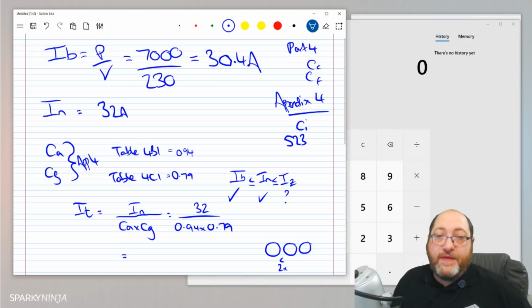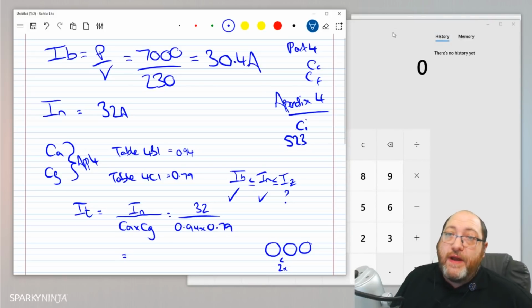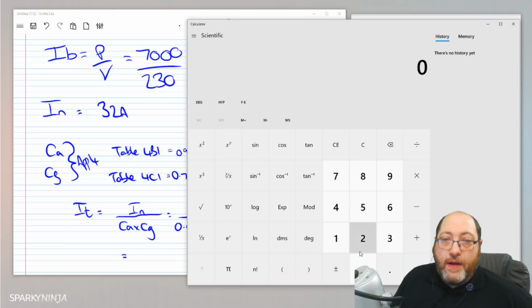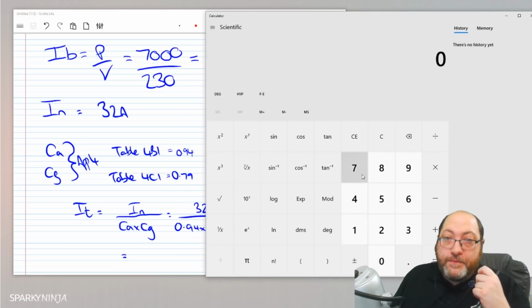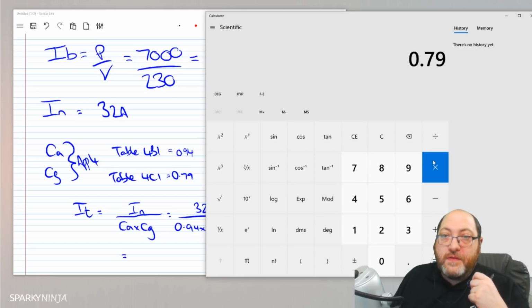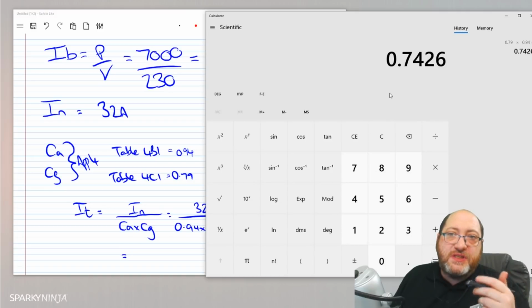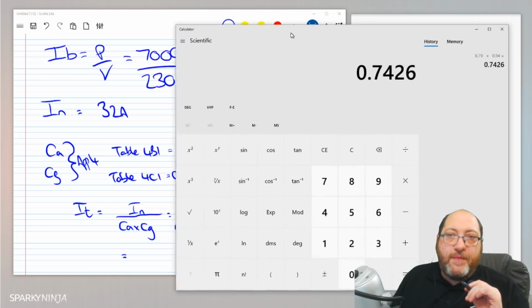Again, my maths, I've had a drink, it's a Friday, I need a calculator. What was it? 0.79 times 0.94. I'm just working out the bottom line first. 0.7426, okay? And then I'm going to take 32 amp over that, 0.7426.